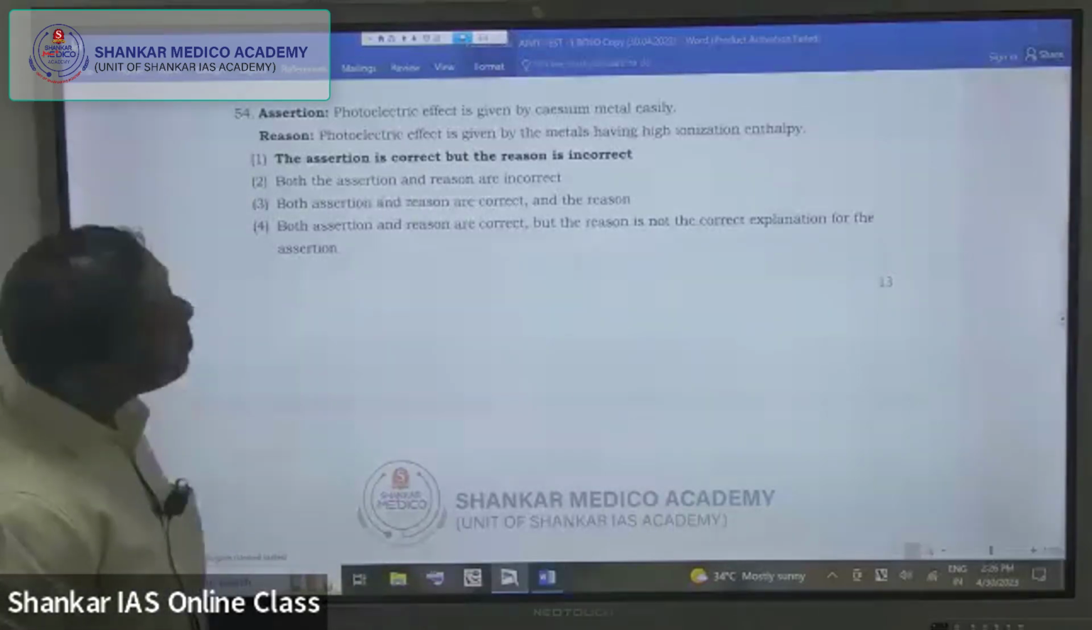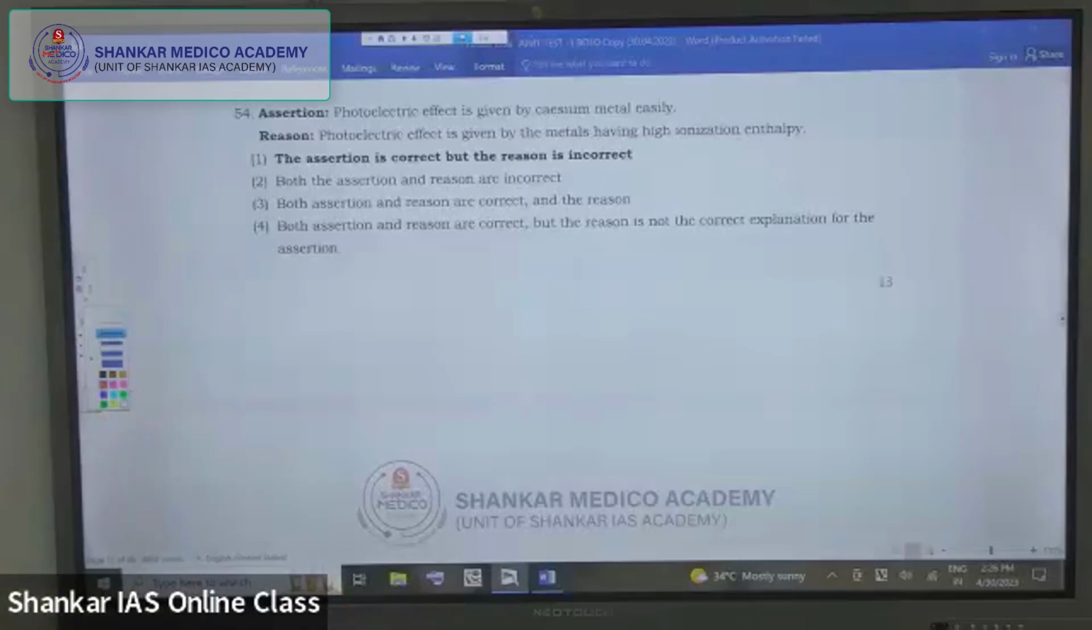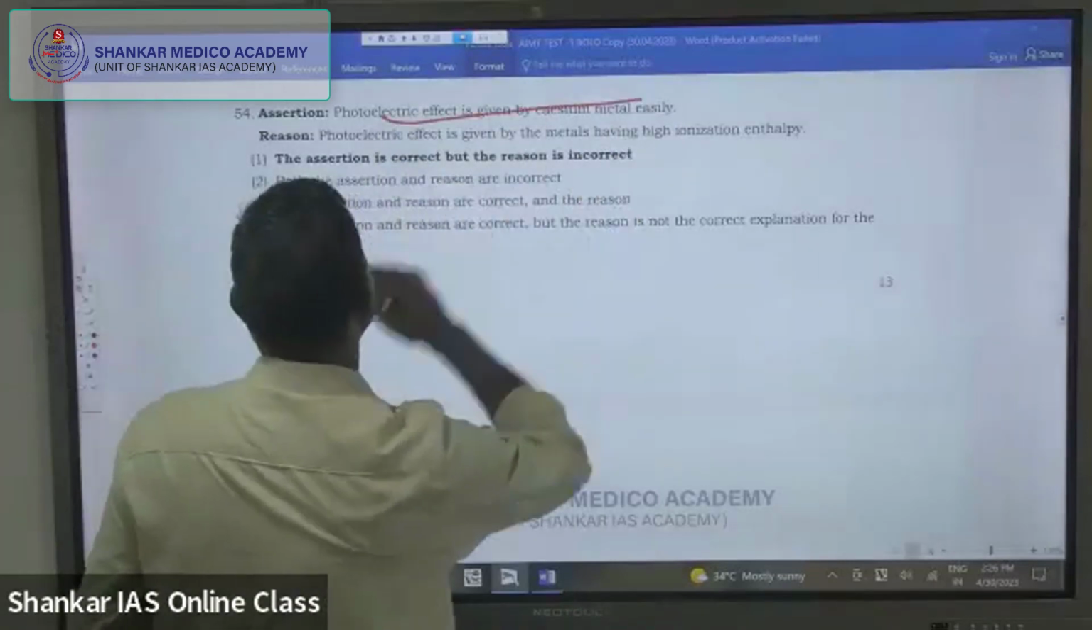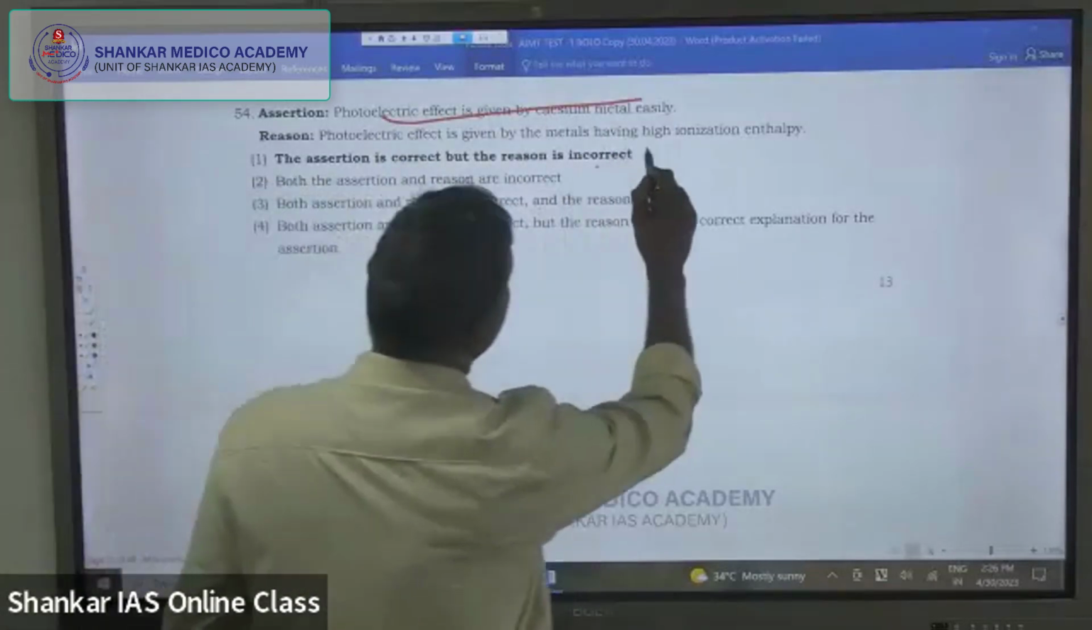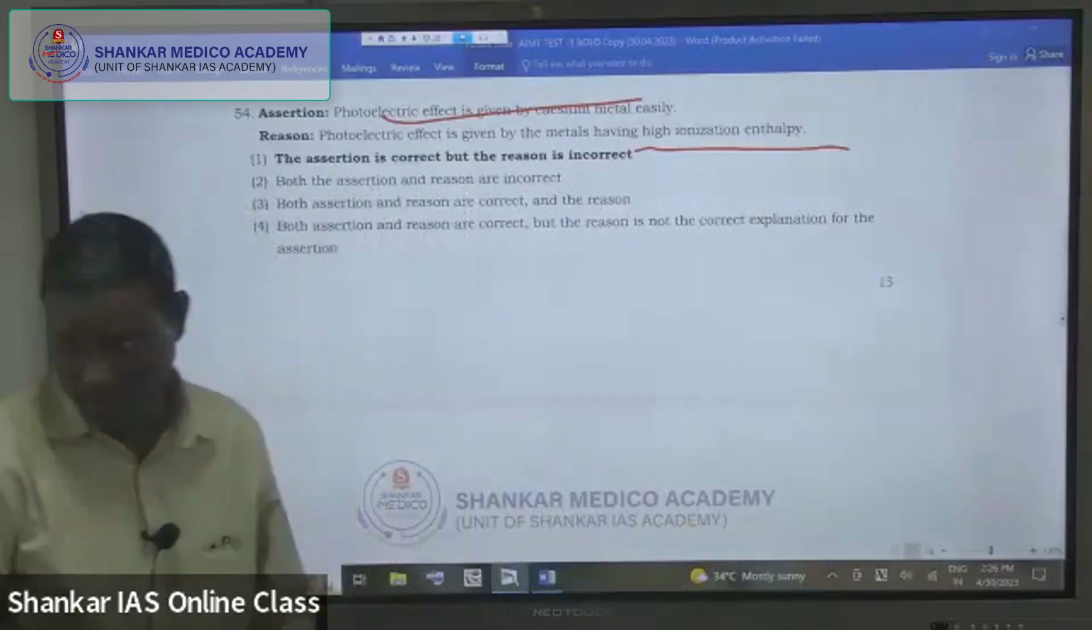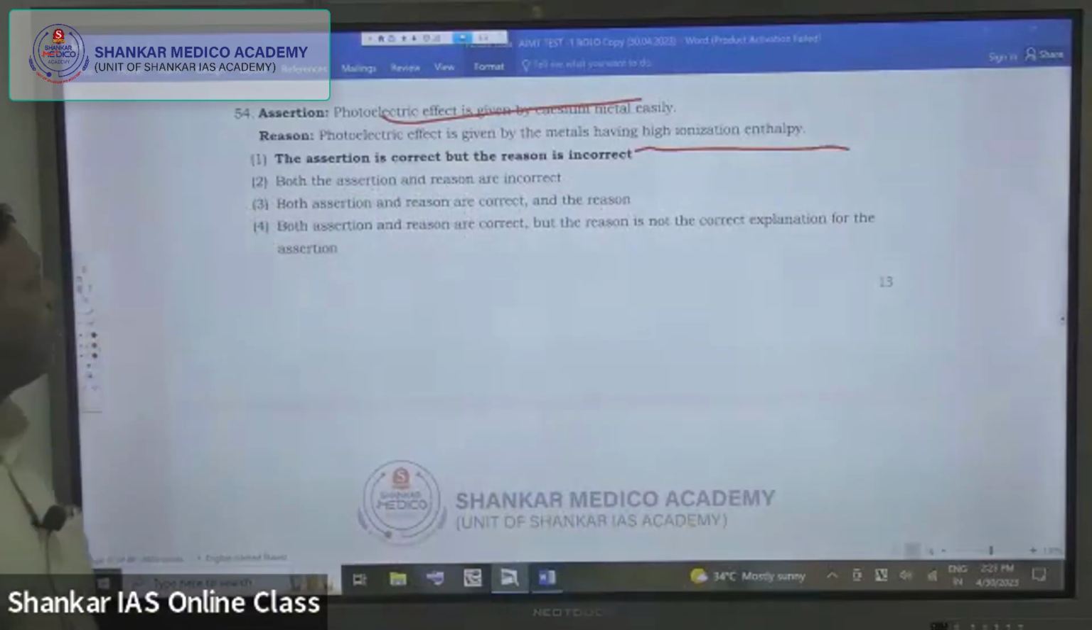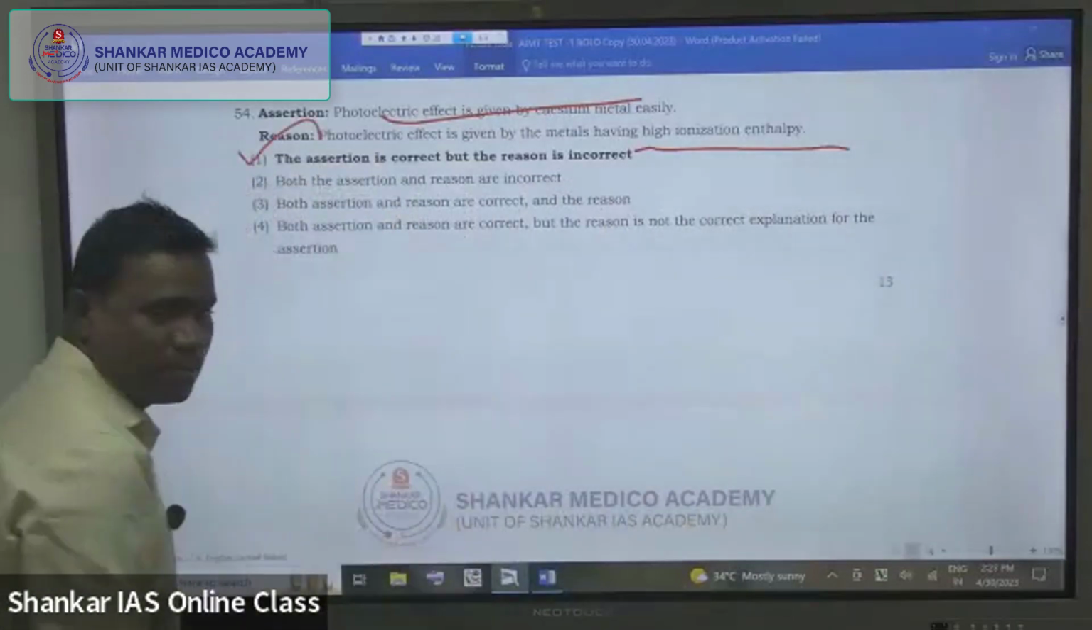The photoelectric effect is given by Cs metal easily. Generally, alkali metals, compared to alkaline earth metals, easily get electron excitation. In fact, the lithium-ion battery is better known for laptops and mobiles because it is an alkali metal. Electron excitation is easy. That's why you are generating electricity. That reason is correct. And the statement that the photoelectric effect is given by metals having high ionization enthalpy is wrong. Okay, this is a perfect choice.